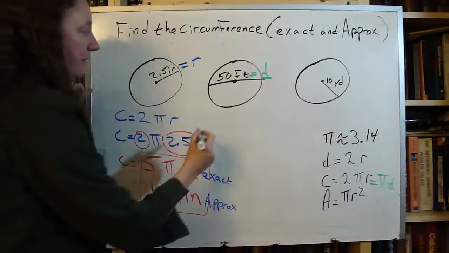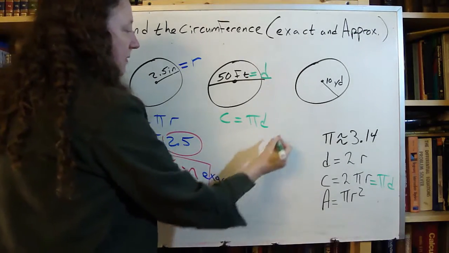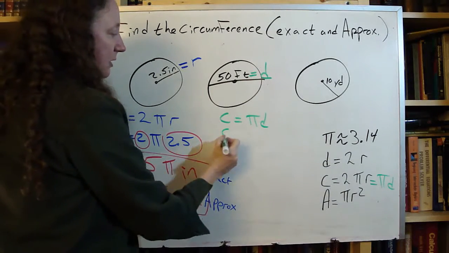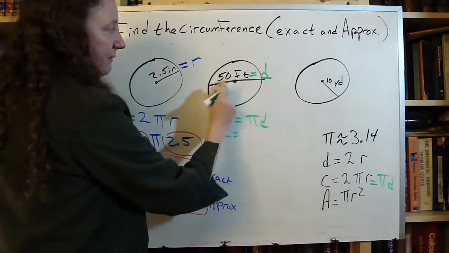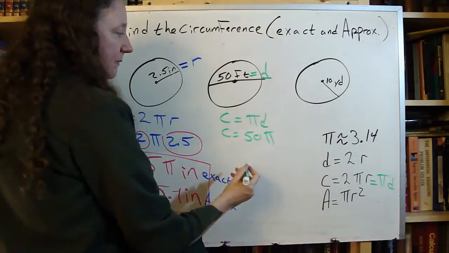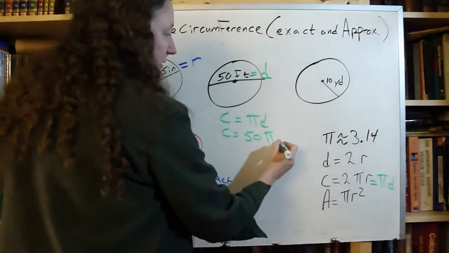So I'm going to go for that. Circumference is pi times the diameter. So my circumference is 50 pi. That's my exact answer. Just that easy.